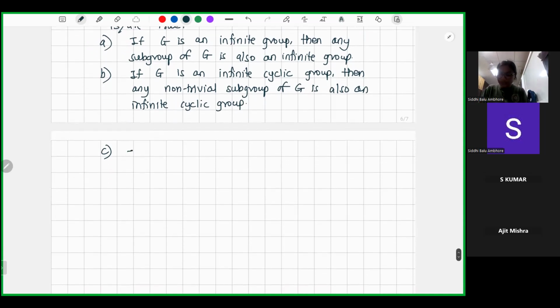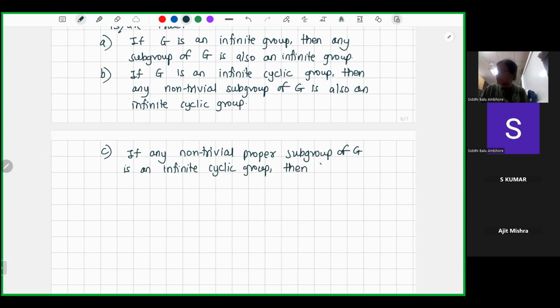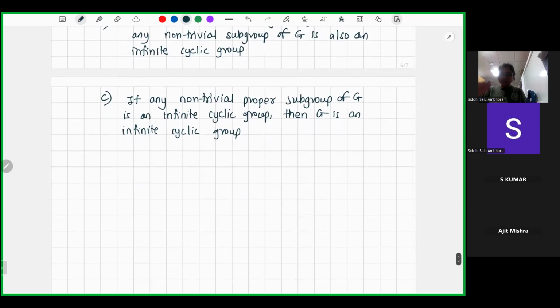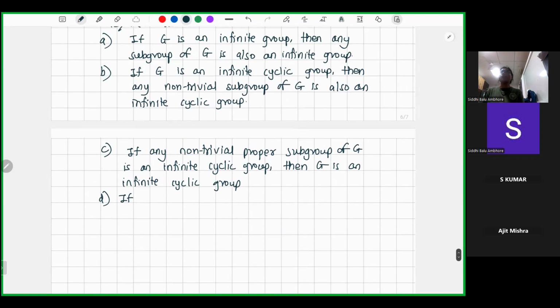Okay. Third one is that if any non-trivial proper subgroup of G is an infinite cyclic group, then G is an infinite cyclic group. Just a second. Okay, so if any non-trivial proper subgroup of G is an infinite cyclic group, then G is an infinite cyclic group. And we either need to prove these statements or we have to give counterexamples. So whatever is your guess, please try to work in that direction.